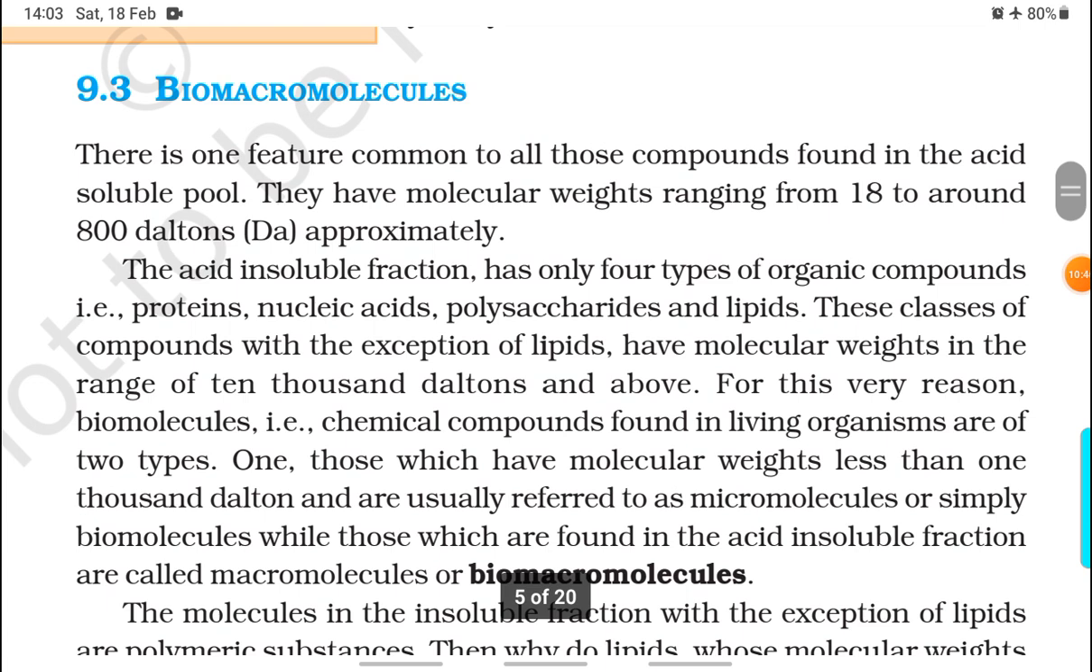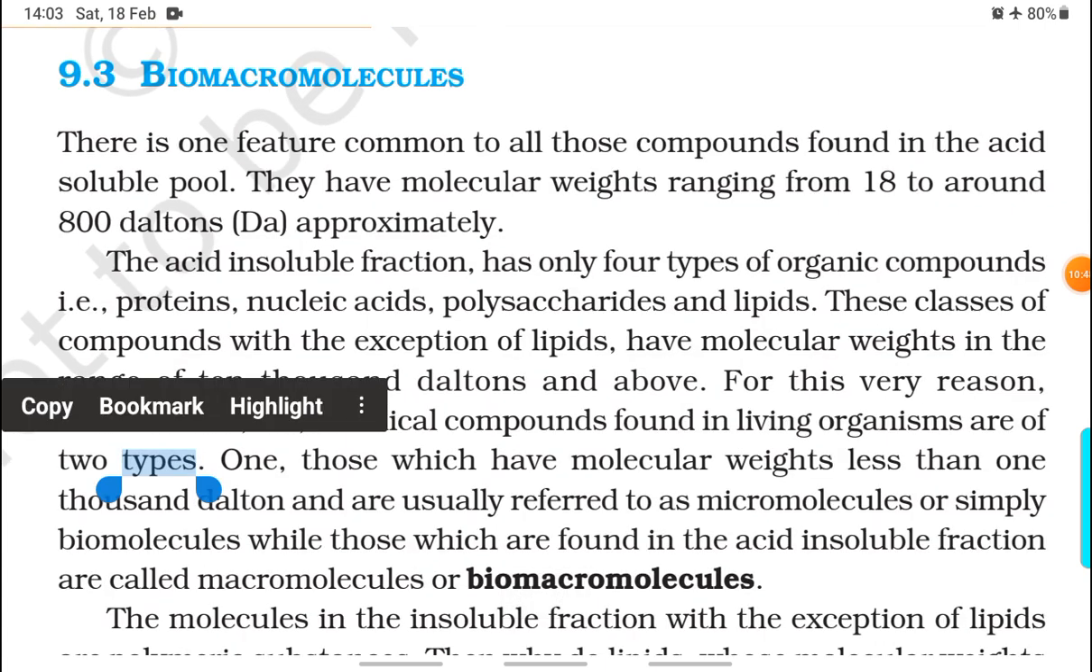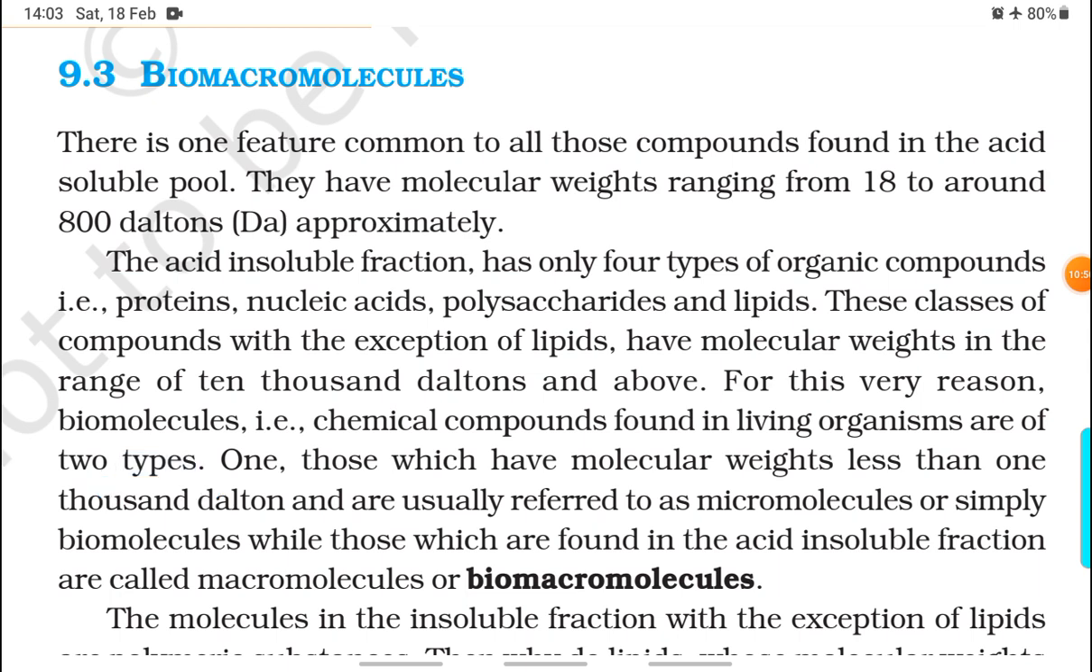Biomacromolecules. There is one feature common to all those compounds found in the acid soluble pool. They have molecular weights ranging from 18 to around 800 daltons approximately. The acid insoluble fraction has only four types of organic compounds, that is, proteins, nucleic acids, polysaccharides, and lipids. These classes of compounds, with the exception of lipids, have molecular weights in the range of 10,000 daltons and above.